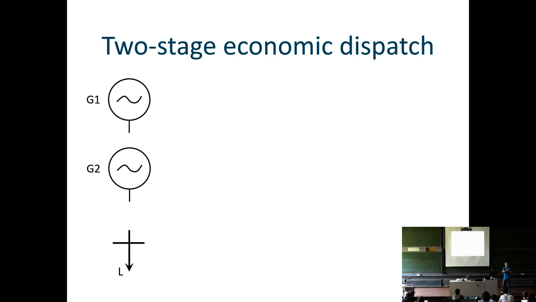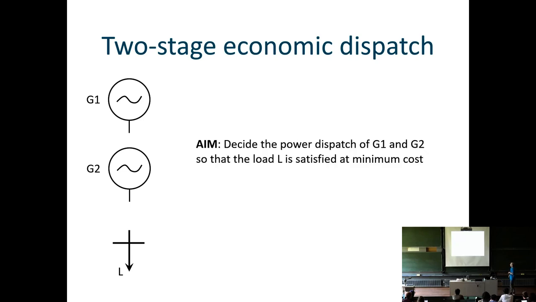We are not going to have network constraints. We don't have time to deal with them. They are a major source of complication, so we don't have time in this lecture to deal with them. The aim is to decide the power dispatch of G1 and G2, the two generators, so that the load L is satisfied at minimum cost.